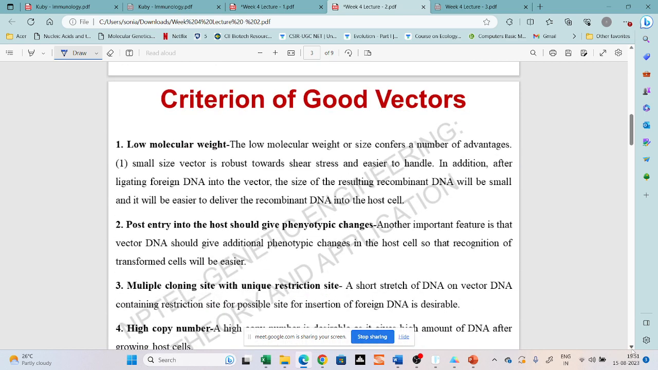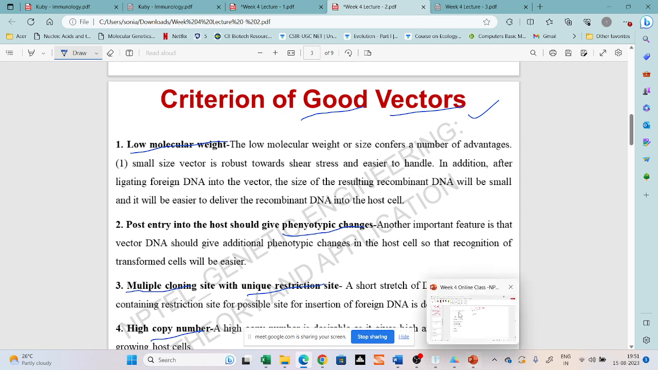Now what are the criteria of a good vector? How should a good vector be? It should be of low molecular weight in size. It should have phenotypic changes so that it can be screened. It should have unique restriction sites. It should have multiple cloning sites. It should have a high copy number. These are the criteria of a good vector. Now, accordingly, we'll see the question.